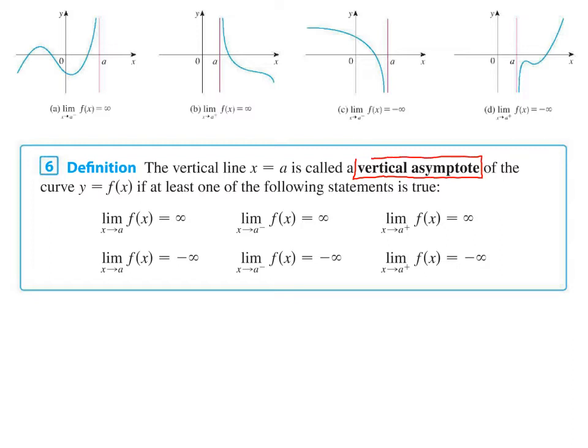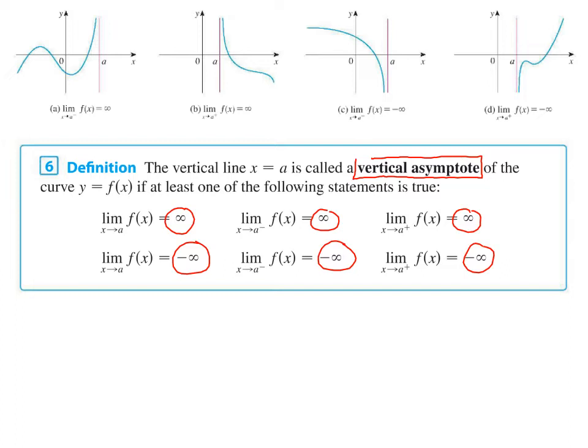So what does the definition actually say? It says that the vertical line x equals a is called a vertical asymptote of the curve y equals f of x if one of the following 6 statements is true. You don't need all 6 of these, you just need one of the 6. Whether you're doing the overall limit, the left-hand limit, or the right-hand limit, if any of those limits become infinity or negative infinity, it doesn't matter which one, you can then say that you have a vertical asymptote at that a value.